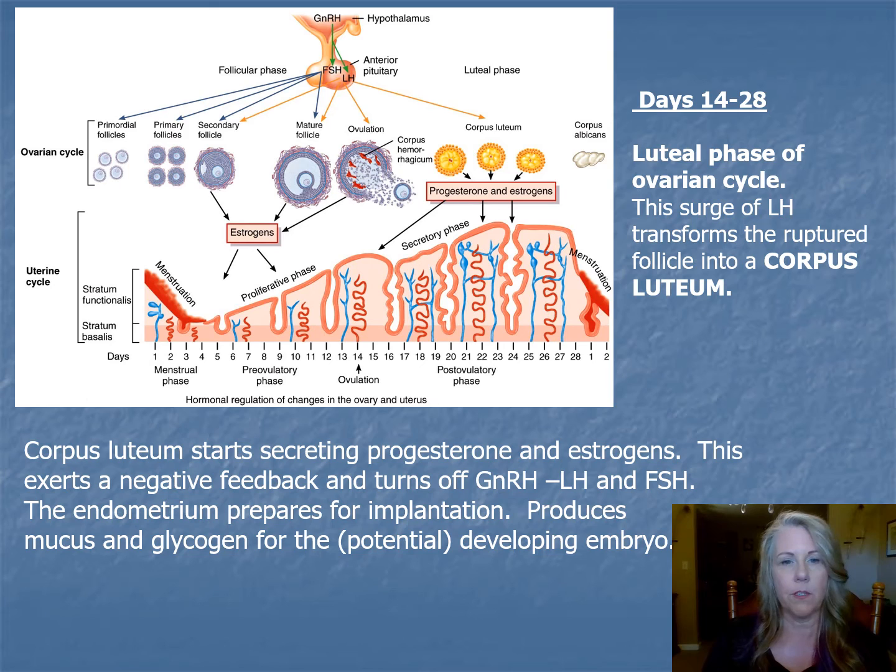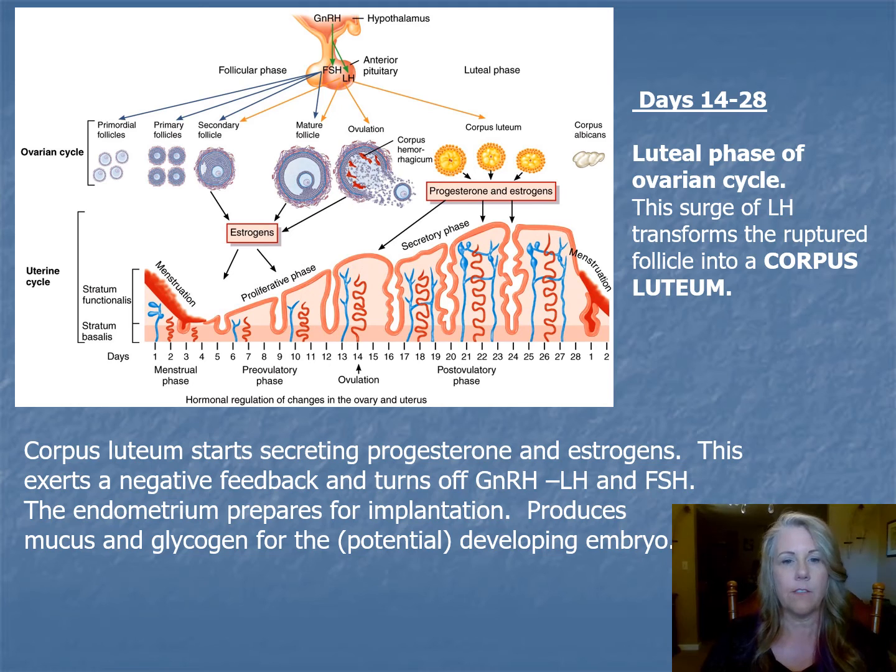Now, the corpus luteum starts secreting progesterone and estrogens. So now its major job is to produce these hormones. The hormones hit the blood. This exerts a negative feedback onto the hypothalamus, and it turns off the gonadotropin releasing hormone. Therefore, it turns off the pituitary from releasing luteinizing hormone and follicle stimulating hormone.